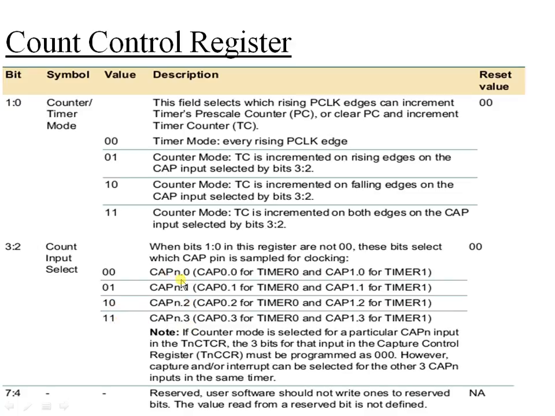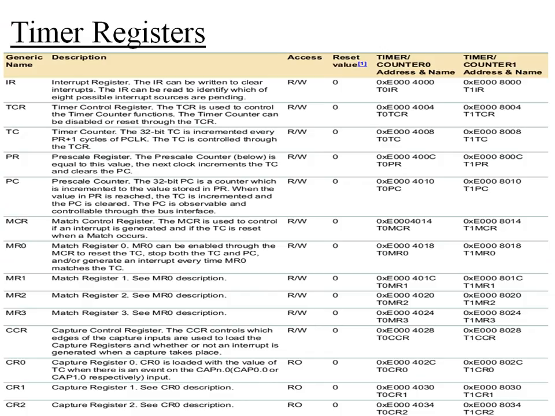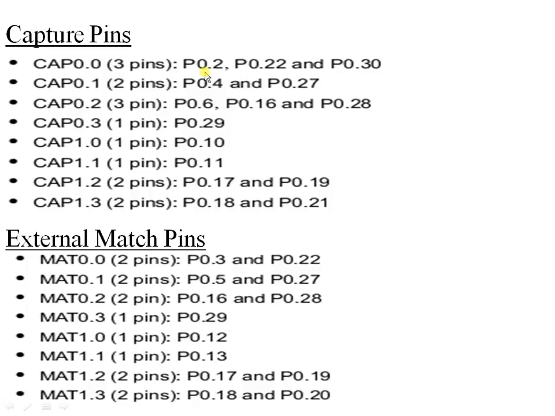Under each and every channel category, as you have seen, there are many pins. For example, if you take CAP 0.0, under this you have P0.2, P0.22, and P0.30. Out of these 3 pins, you can select any one of the pins to act as counter pin. For making any one of the pins act as counter pin, you have to configure the register, that is the pin select register.